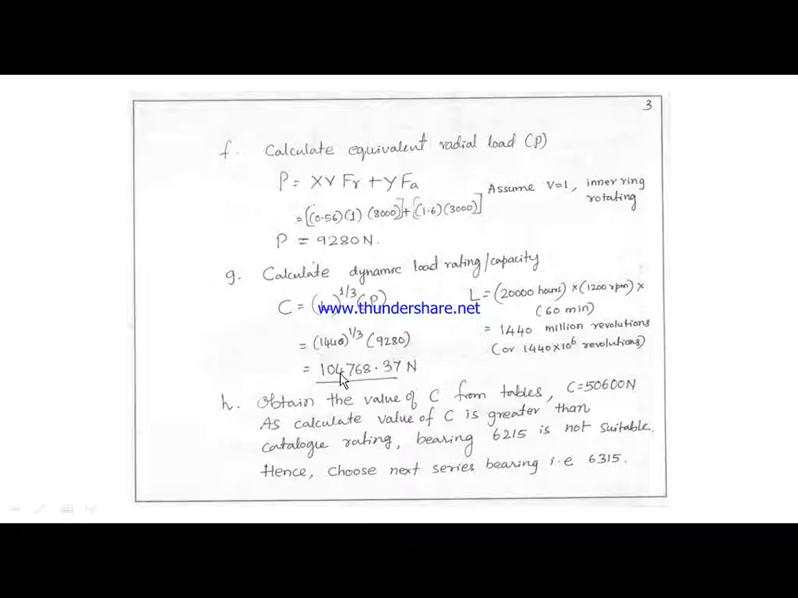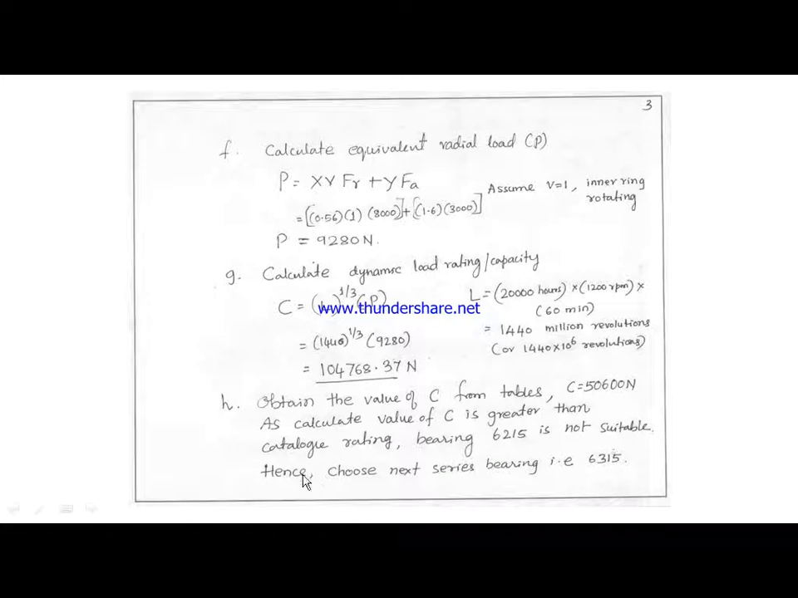So you compare this calculated value with the catalog rating of the bearing, which is 50600 Newton. For this bearing to be safe or to be chosen, the calculated value of C must be less than this. But in this case, this value is greater than this. Hence, this bearing 6215 is not suitable.